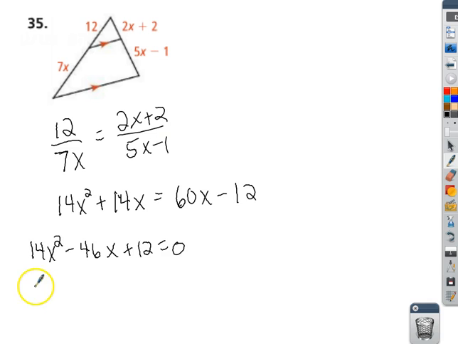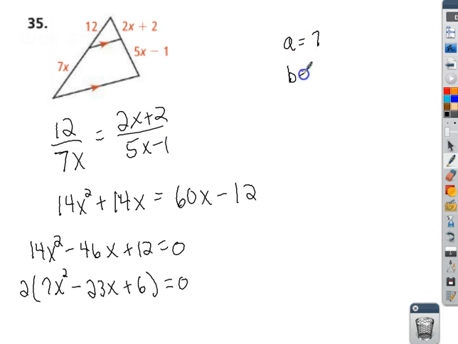You can always factor out a monomial to start out your problem. So I could factor out a 2, and that's 7x squared minus 23x plus 6. That makes the numbers a little bit easier. Factor pairs of 4. Oh, no, I don't want to factor this. I'm going to use the quadratic. So I'm going to use A is equal to 7, B is equal to negative 23, and C is equal to 6.